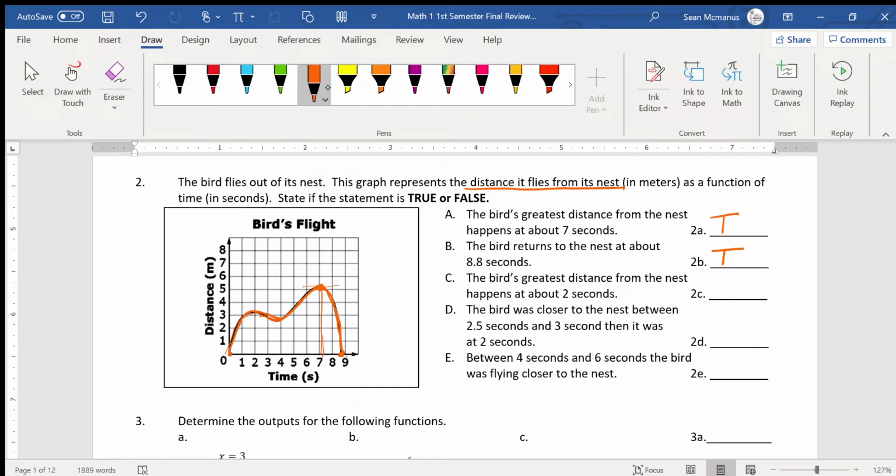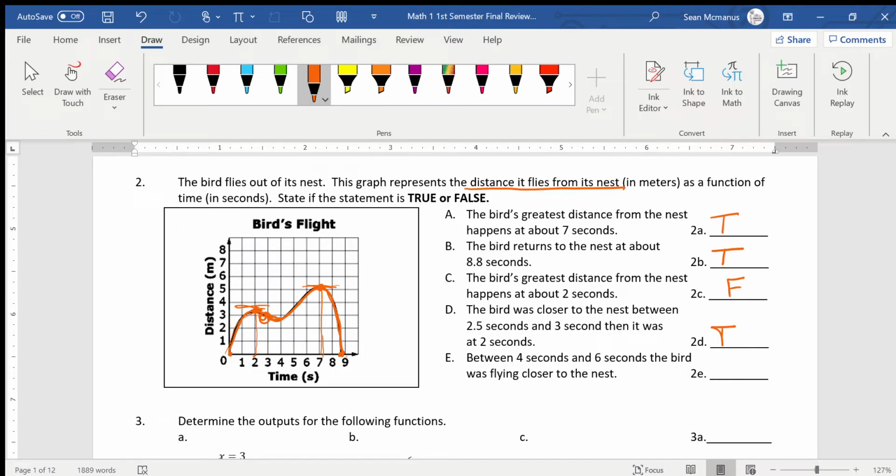Okay, C, the bird's greatest distance from the nest happens at about 2 seconds. So if I look here and go up, that's not the greatest distance. We already said the greatest distance was up here at 7, so that would be false. D, the bird was closer to the nest between 2.5 or 3 seconds than it was at 2 seconds. So let's see, at 2.5 to 3, so this area right here, is he closer than at 2? And that's true, because he was coming back during that time, so that's true. The y is lower there.